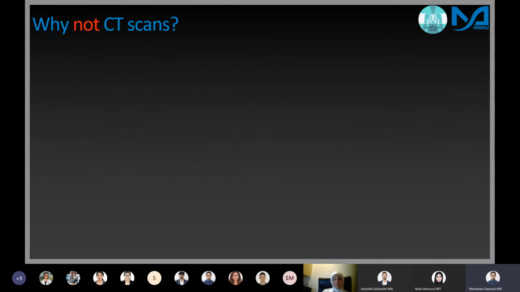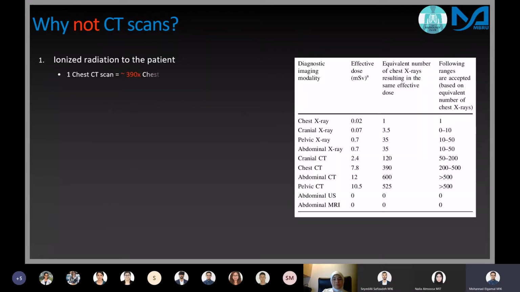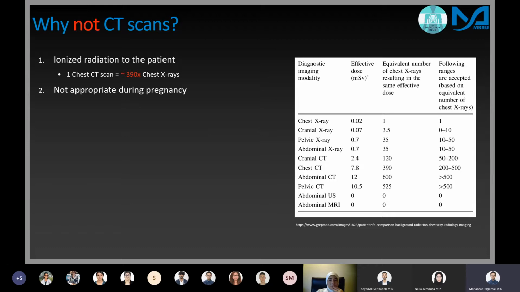Right, so now we talked about why we would use a CT, but when would we not use a CT scan? One of the most important things is that we have to remember that this is actual radiation, and here you can see that one chest CT is around 390 times taking a chest X-ray, and on the graph you can compare them.